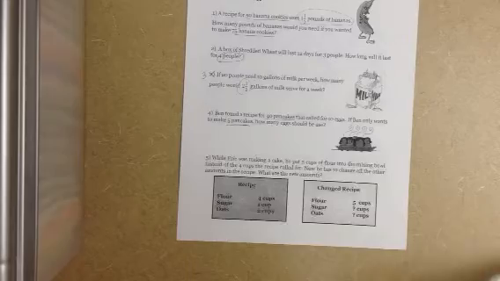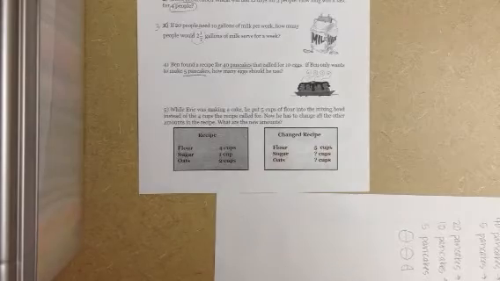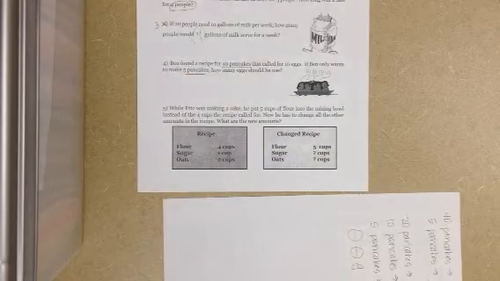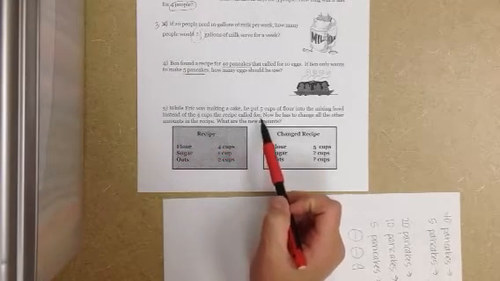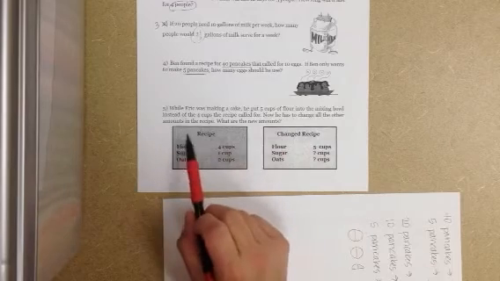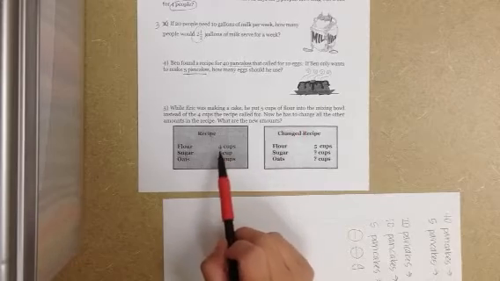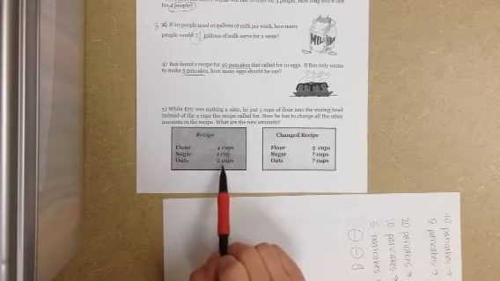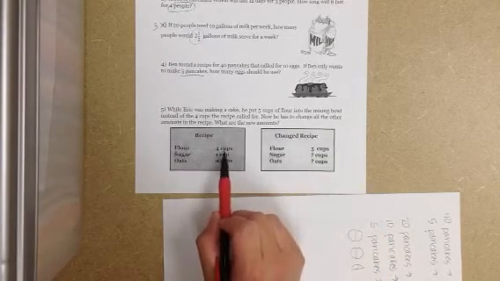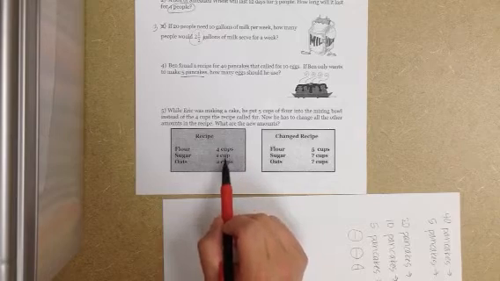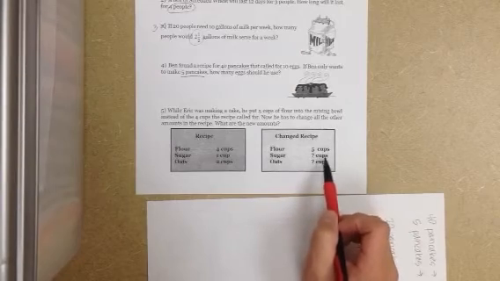Okay, let's look at number 5. While Eric was making a cake, he put 5 cups of flour into the mixing bowl instead of the 4 cups the recipe called for. Oops. Now he has to change all the other amounts in the recipe. What are the new amounts? So the recipe calls for 4 cups of flour, 1 cup of sugar, 2 cups of oats. He accidentally put in 5 cups of flour instead of 4. So we have to figure out what we would need to add to the sugar and the oats in order to balance out the recipe.